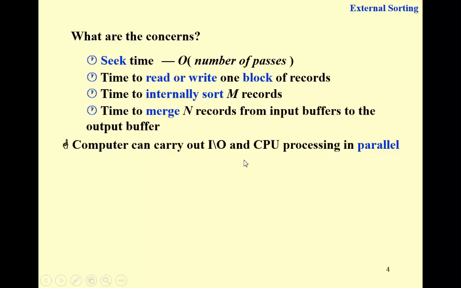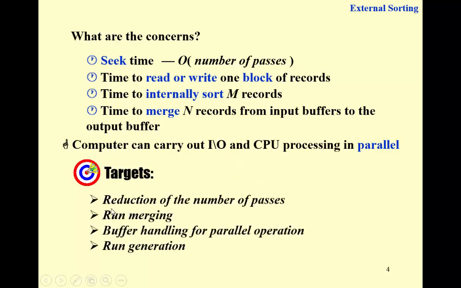So in order to make some improvements, people have worked in the following directions. One is to reduce the number of passes, and then to speed up run merging, and carefully design the buffers so it's convenient for parallel operation. And finally, the run generation. And then we're going to take some time to discuss each of these 4 targets.